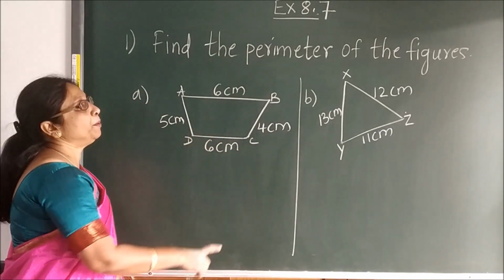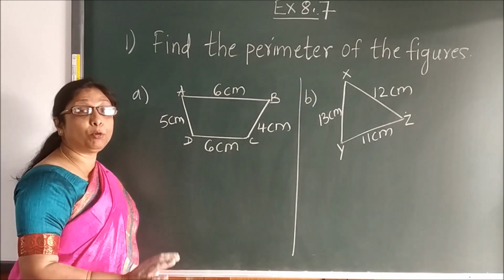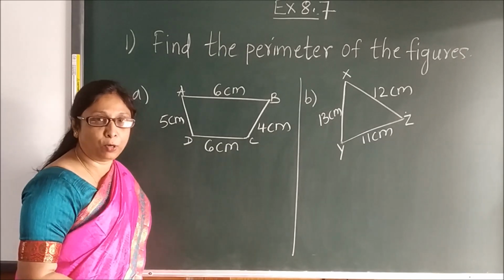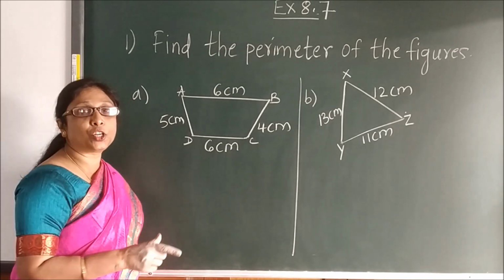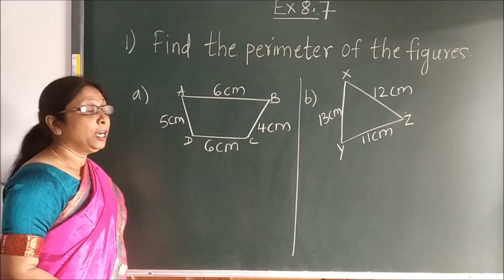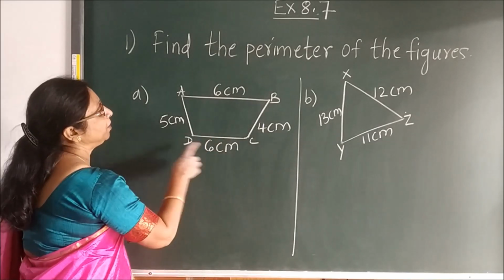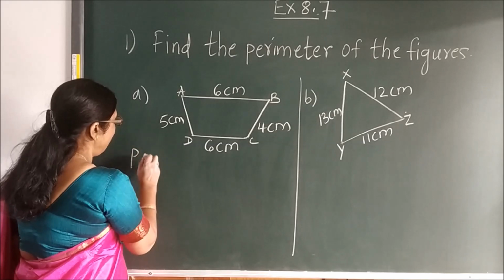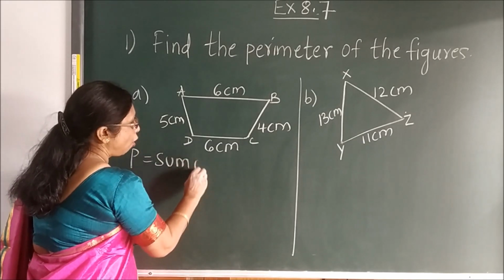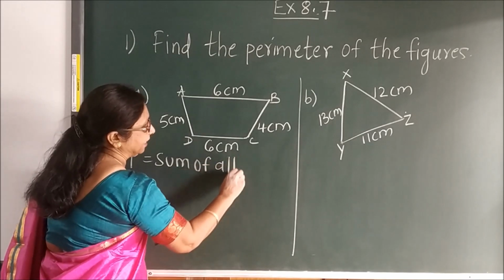Now here perimeter of the figure, that means a particular name of the figure is not given. So we will not use the formula. Once the name is mentioned in the figure, then you have to use the formula as per the name. Now here perimeter means sum of all sides. Perimeter is equal to sum of all sides.